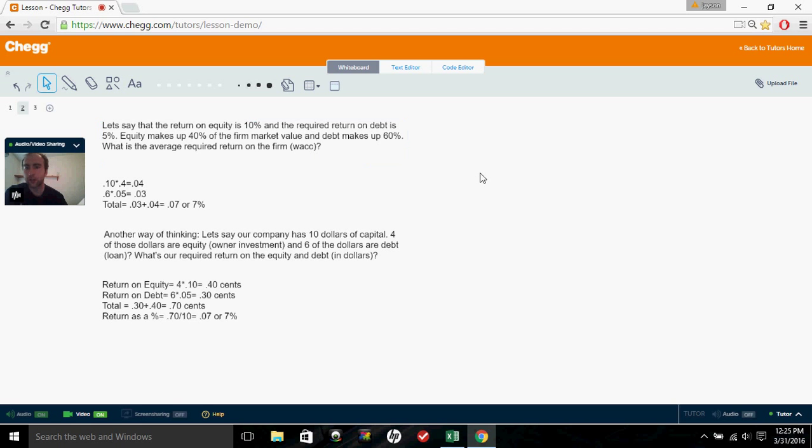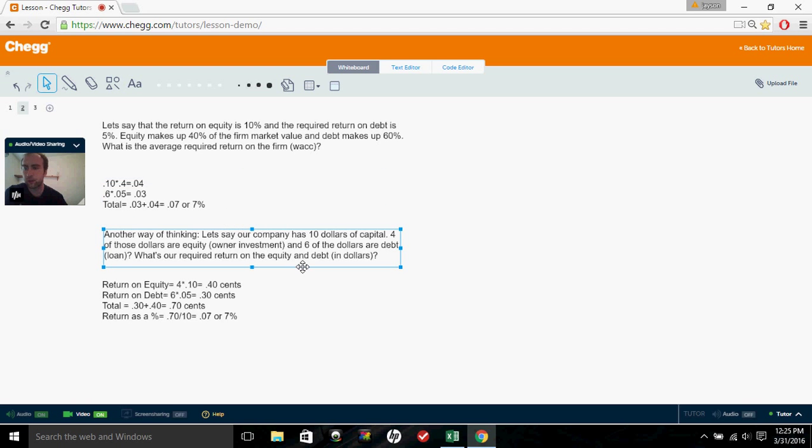And let's say equity makes up 40% of our firm value and debt makes up 60%. What's the average required return on our firm? The weighted average cost of capital, in other words. Well, similar to the test, we can just take 10% times 40% to get 4, and then 60% times 5% to get 3. Then add those two together and it gives us a 7% required return.